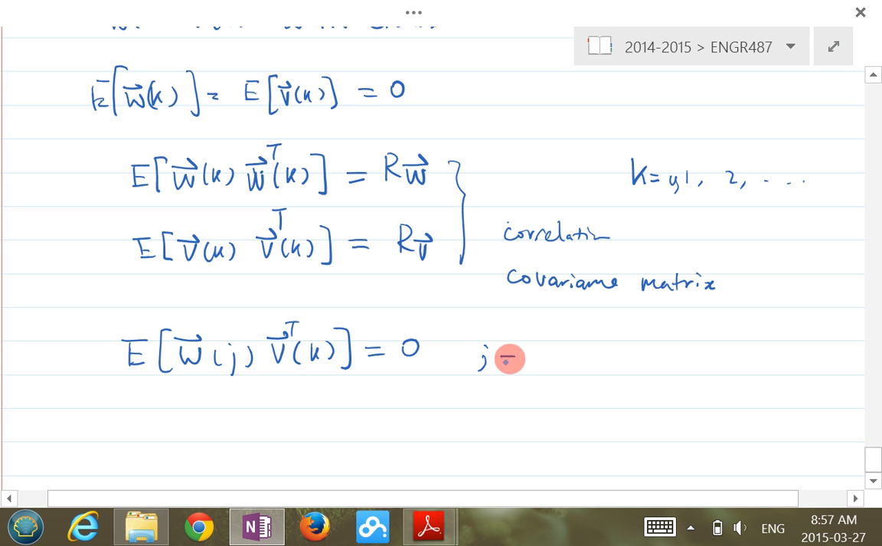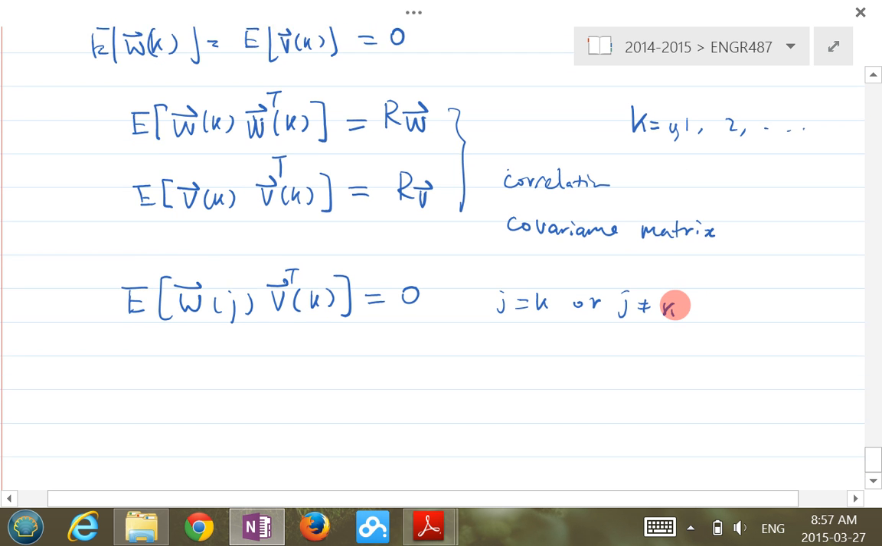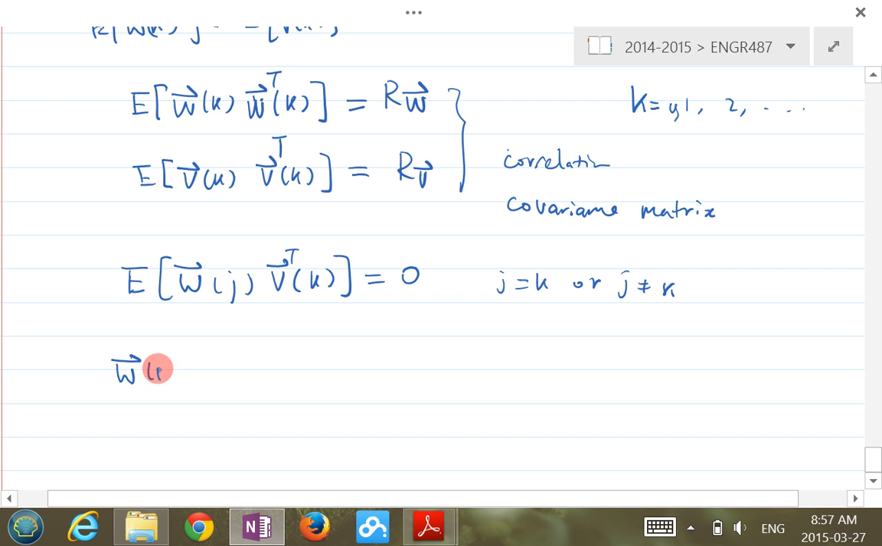It doesn't matter whether J equals K or J is not equal to K. So typically what we write is that W of K has a mean of 0 and a covariance matrix RW. Or we write V, same thing, has a mean of 0, normal distribution, and a variance of RV.